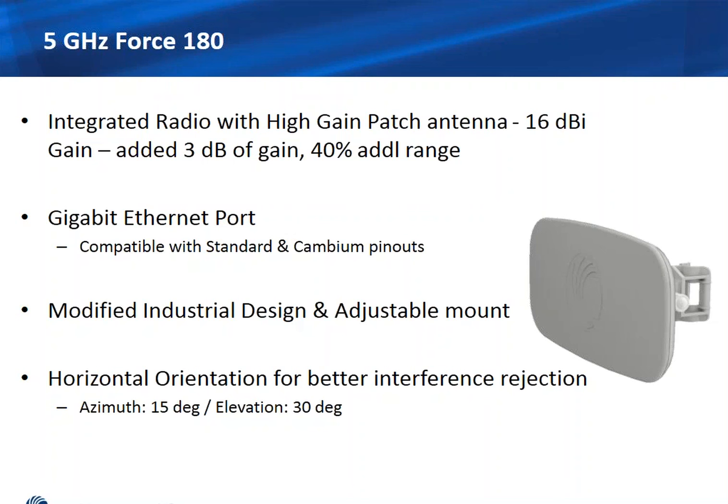And then finally, we made a simple change to the product which actually makes it work better in high interference environments, and that is we oriented the patch antenna in a horizontal manner. What that does is it narrows the azimuth, or the horizontal beam width, and since a lot of the interference you're getting in these networks is from side to side, it helps mitigate interference. A lot of people are pleased with the performance of the Force 180.